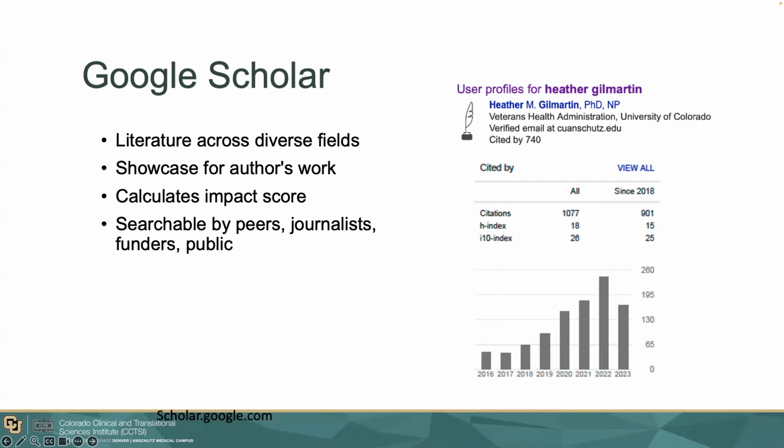The other cool thing is the calculation of a platform-dependent H-index to track the impact of your research, which is the graph on the slide. And this is helpful when you ask people to write you letters of recommendation, plus when you're submitting your annual review or a tenure packet. Plus, when someone Googles you, such as your peers, journalists, funders, or community partners, data from your Google Scholar profile will pop up.